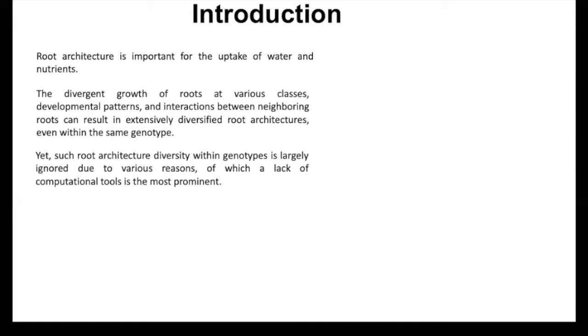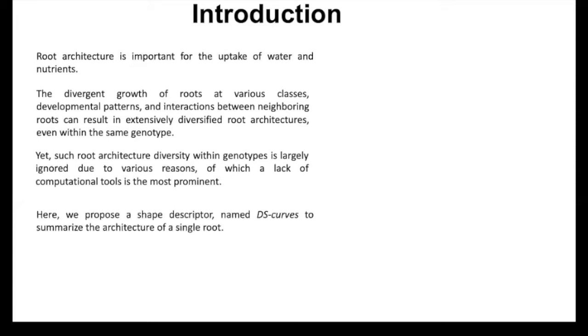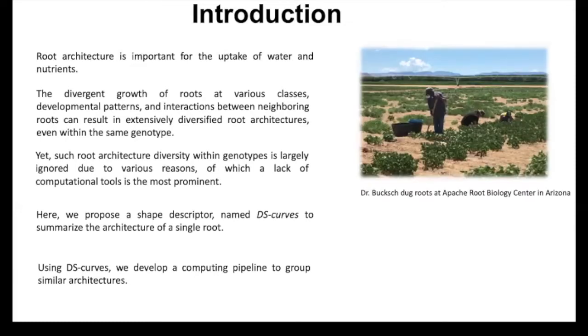However, such root architecture diversity within genotypes is mostly ignored for various reasons, of which a lack of computational tools is the most prominent. Here, we propose a shape descriptor, the dx curve, to summarize the architecture of a single root. Using dx curves, we develop a computing pipeline to group similar architectures.